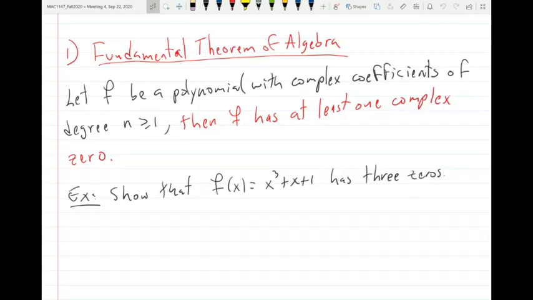It's only telling us that every polynomial with complex coefficients of degree at least 1 has at least one complex zero, meaning if you're given a polynomial and you're looking for zeros, you're going to find it. That's all it's telling you. There are zeros. Now, whether you can find them or not, that's a different story. They are there, but whether you can find them is another thing.